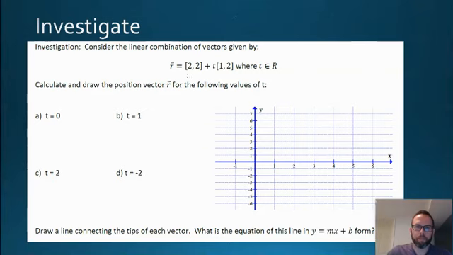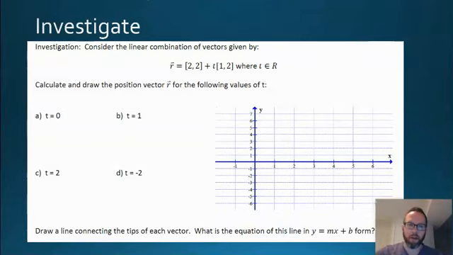Consider here a little linear combination of vectors. This vector equation is saying that to get a vector r, you take the vector (2, 2) and add some scalar multiple of the vector (1, 2). And t is just any real number. So for different values of t, you're going to get different vectors. Let's do 4 of these. Let's plug in t equals 0, 1, 2, and -2, and see what we get for those vectors.